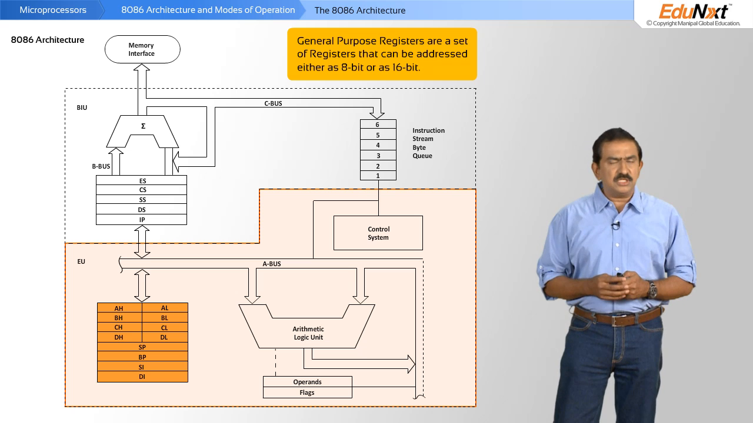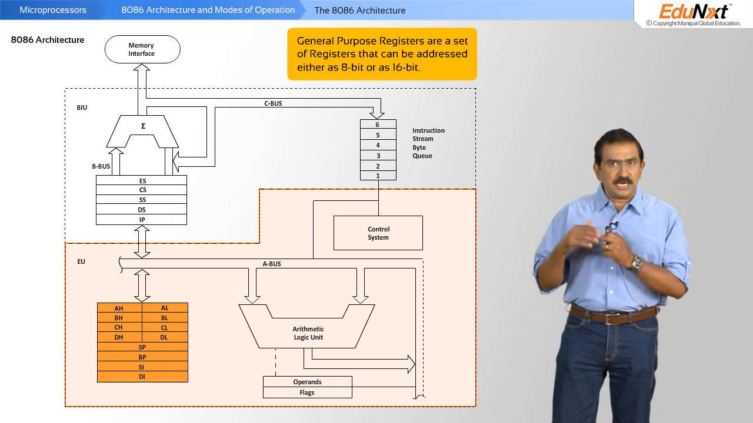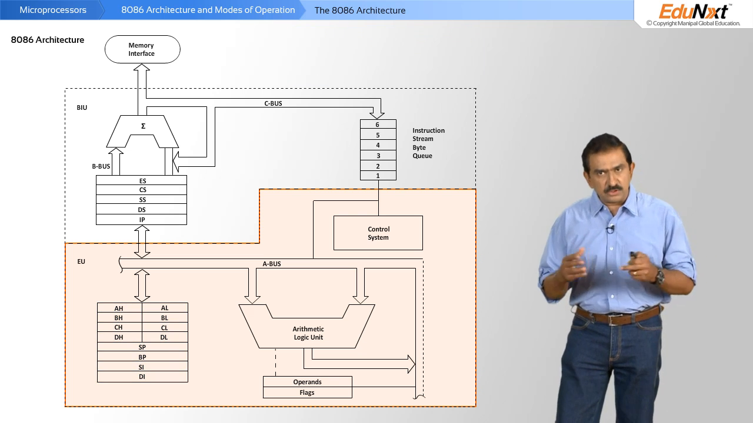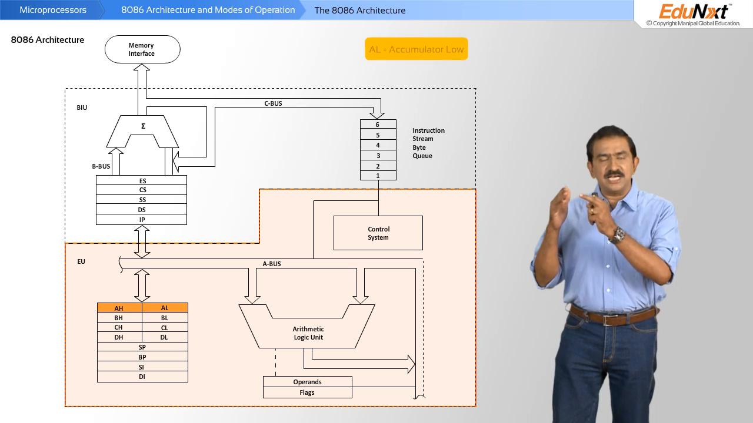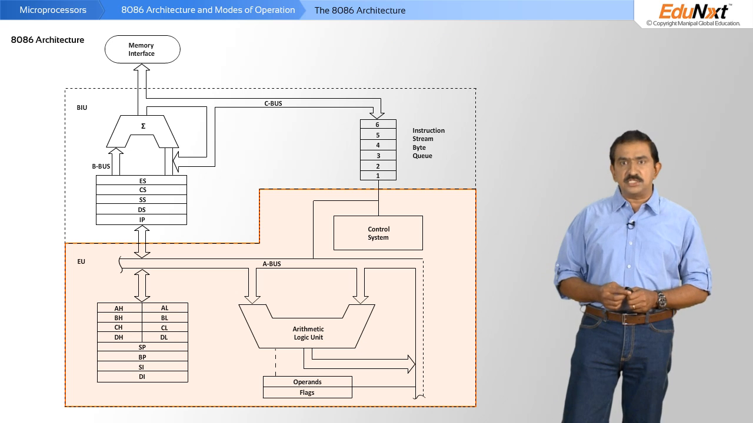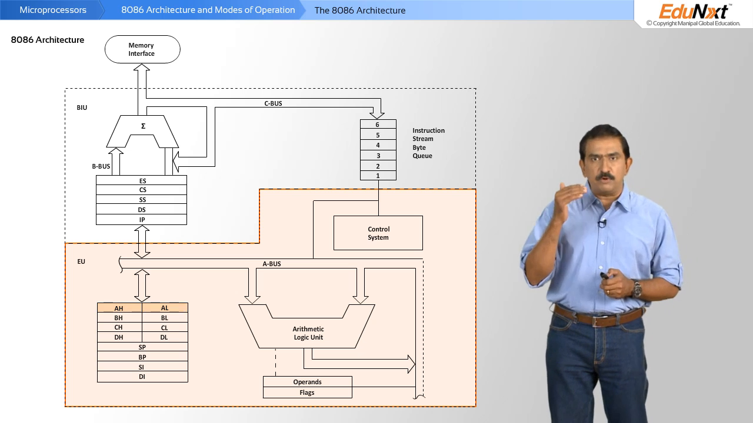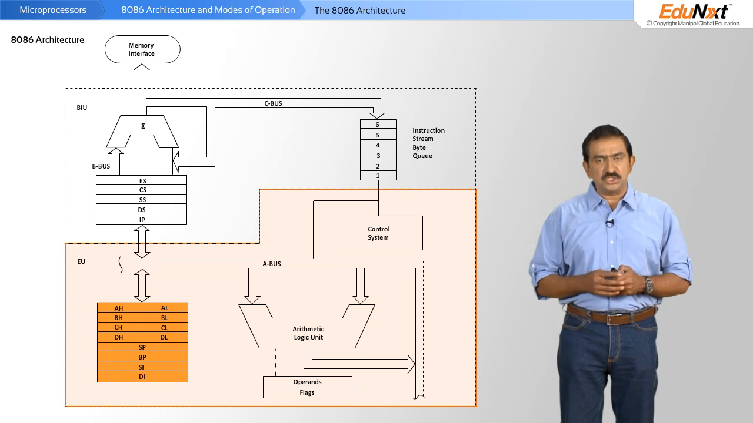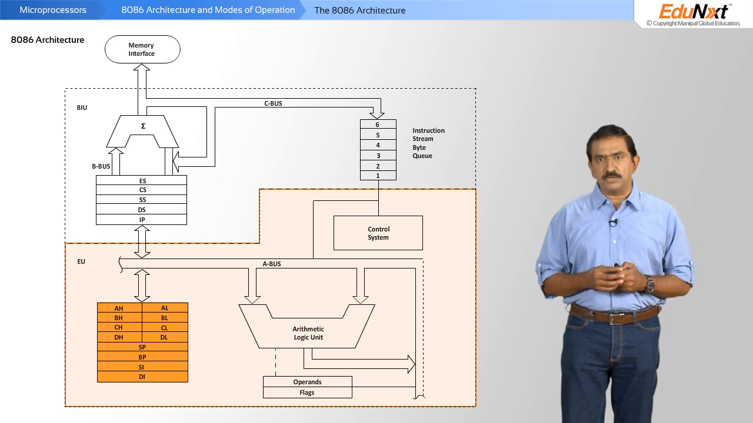The beauty of this particular design for the 8086 is that the registers can be addressed either as an 8-bit register or as a 16-bit register. In the case of the 8-bit register, you have AL or AH, that is the accumulator low or the accumulator high. If you wanted to address this as a 16-bit register, you would call it AX. So on and so forth for BX, CX and DX. All of these are general purpose registers used by the ALU to perform arithmetic and logical operations.